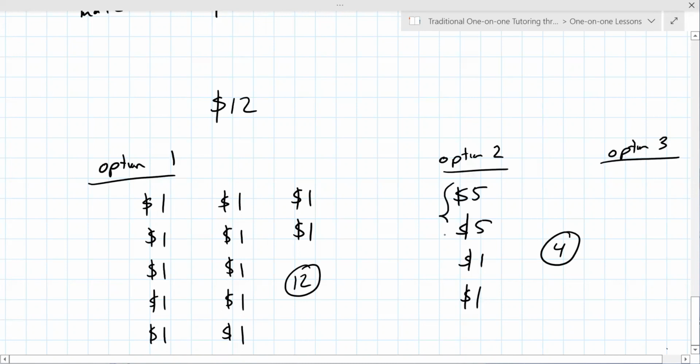Like what do two 5s make? You guys can make 10. Do we have a $10 bill? Yeah. Okay. And then the $1 bill and a $1 bill.